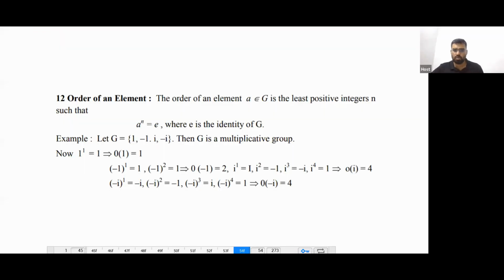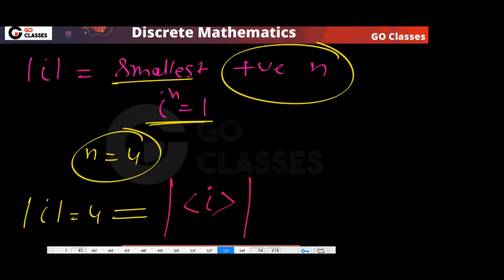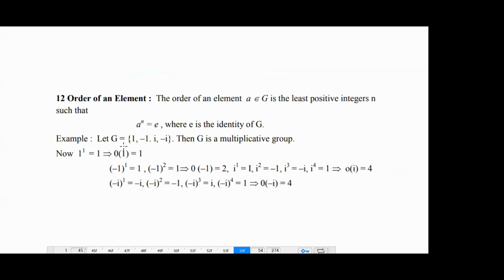Okay, so I hope this concept is clear. This is just an alternative definition. If you don't want to confuse yourself, then this is just an alternative definition of the order of an element. So this is your definition 2.